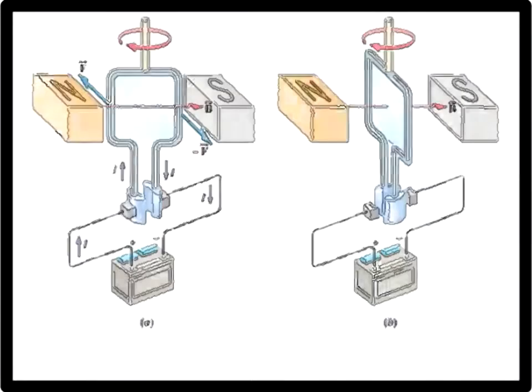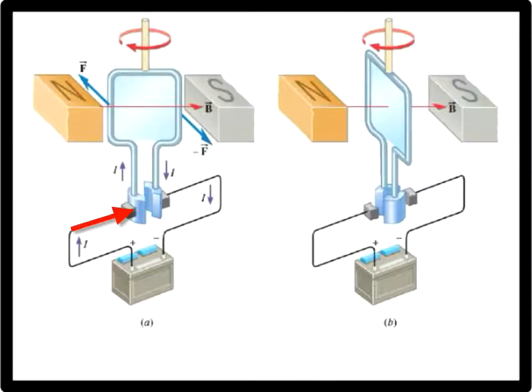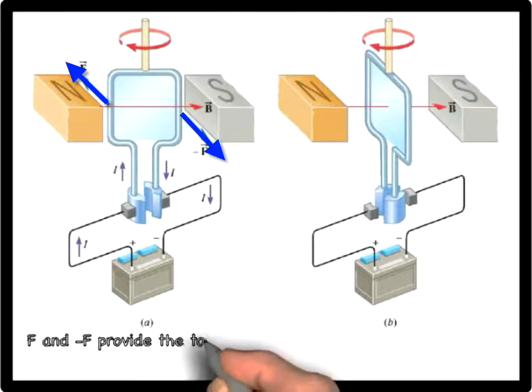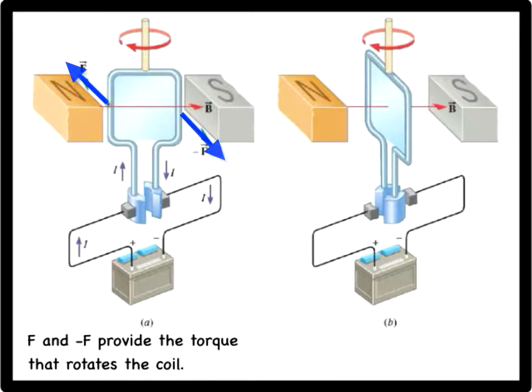In Part A, the current from the battery enters the coil through the left brush and half ring, goes around the coil, and then leaves through the right half ring and brush. Consistent with right-hand rule 1, the directions of the magnetic forces, F and minus F, on the two sides of the coil are shown in the drawing. These forces produce the torque that turns the coil. Eventually, the coil reaches the position shown in Part B of the drawing. In this position, the half rings momentarily lose electrical contact with the brushes, so that there is no current in the coil and no applied torque.